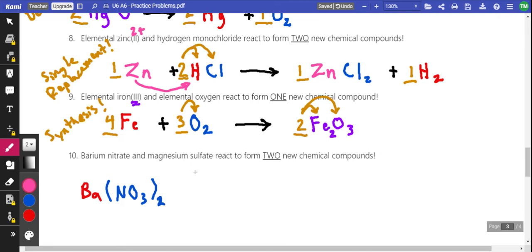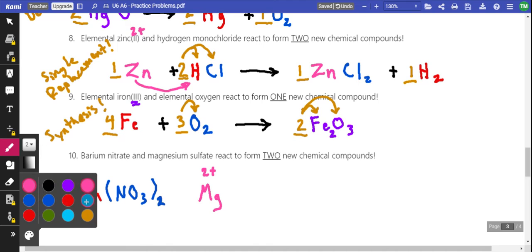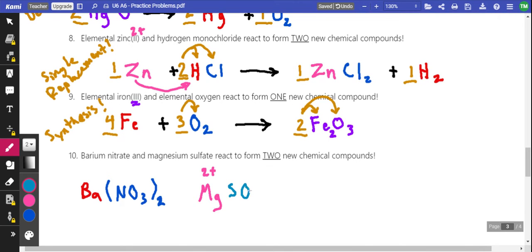Let's see what our other reactant is going to be. So this other guy is magnesium sulfate. So magnesium is Mg. Okay, and on the periodic table, it has a positive 2 charge, just like barium. It's in the same column even. Sulfate is another polyatomic ion. It's sulfur with a bunch of oxygens, just like how nitrate is nitrogen with a bunch of oxygens. So sulfate is going to be SO4. It has a negative 2 charge overall.